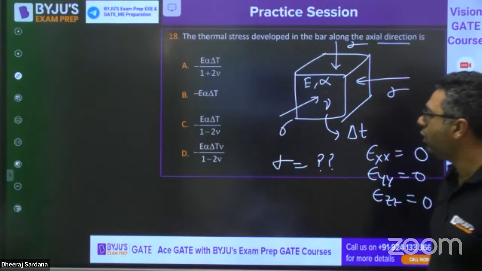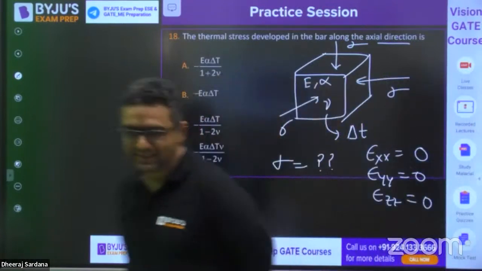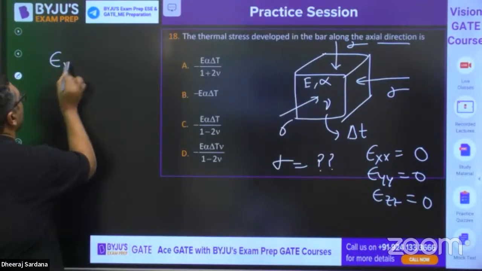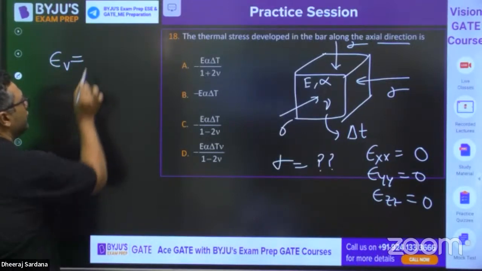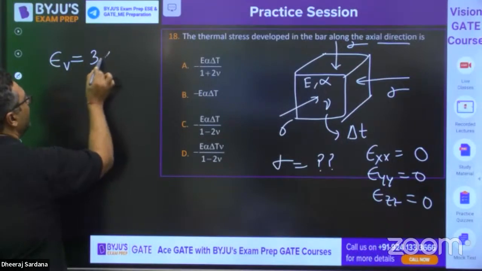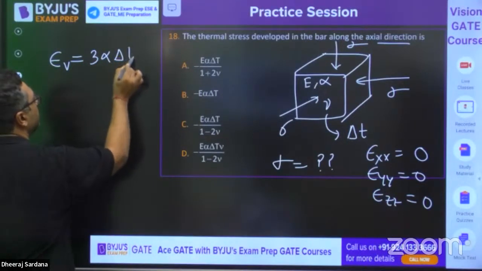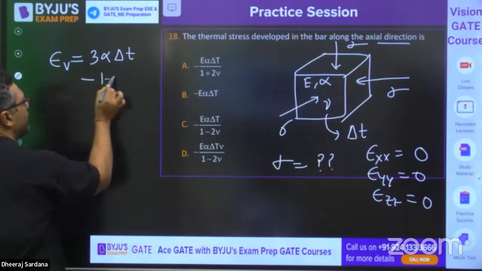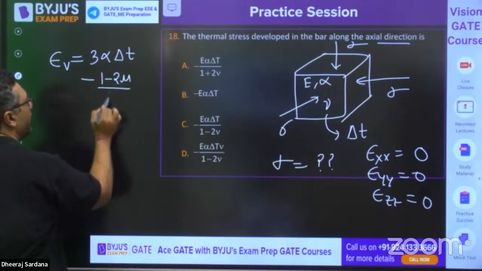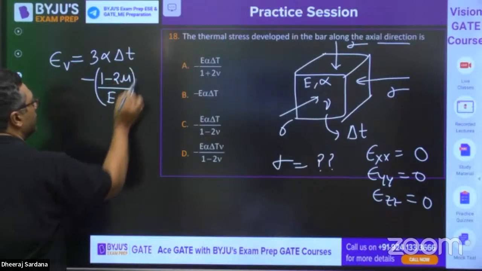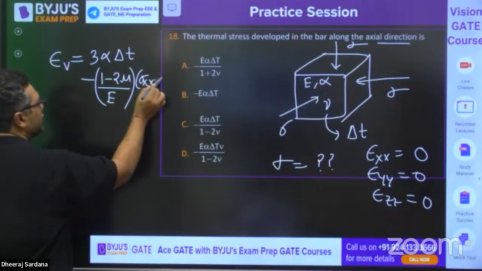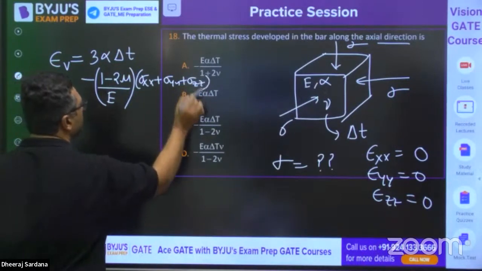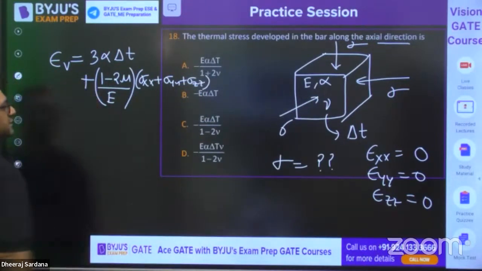Yes, if you want the hint, you can see that when we are talking about the volumetric strain, because of thermal, you know that it can be 3 alpha delta T. And because of loading, it will be compressive, which is (1 minus 2 mu) upon E into (sigma XX plus YY plus ZZ). Okay, you can write it like this.